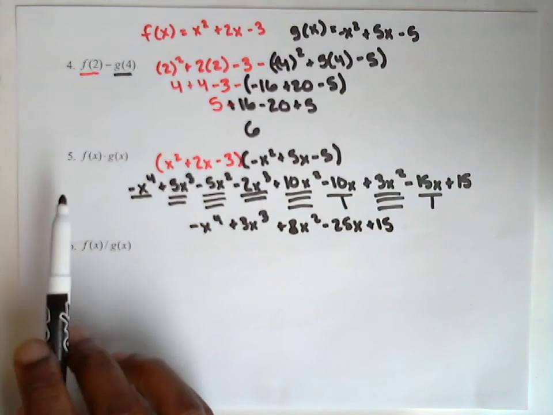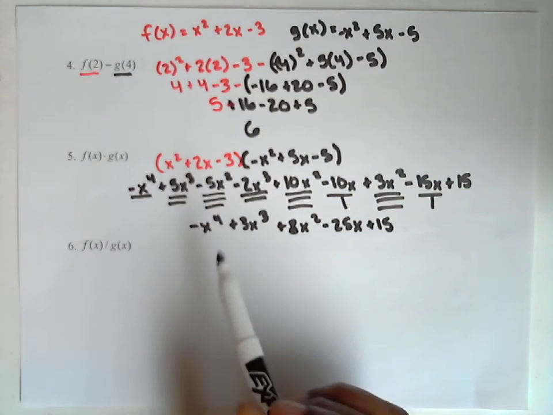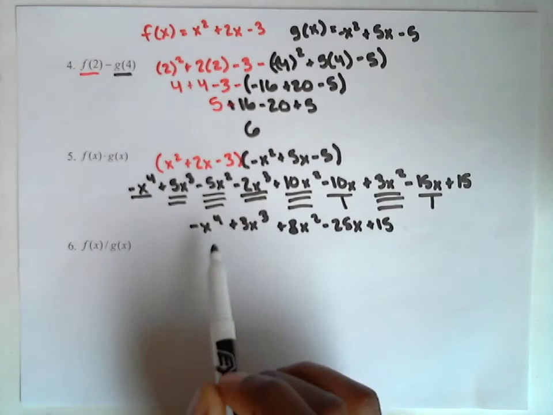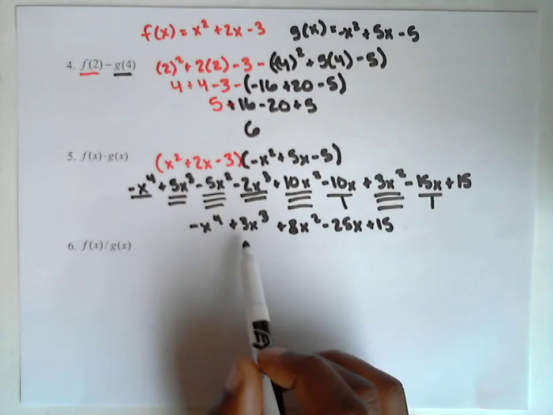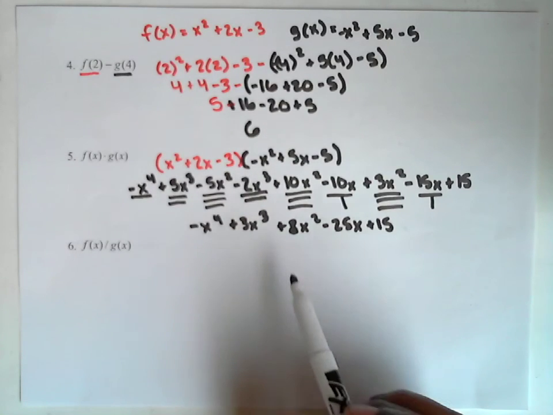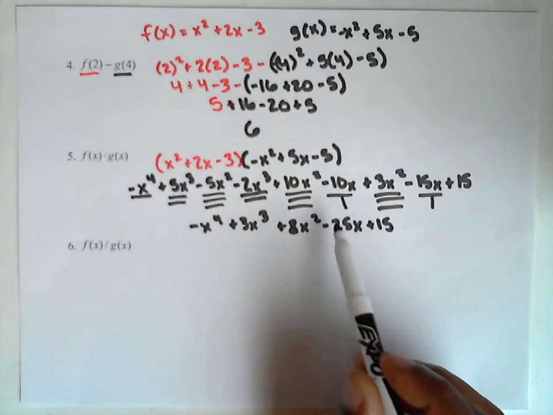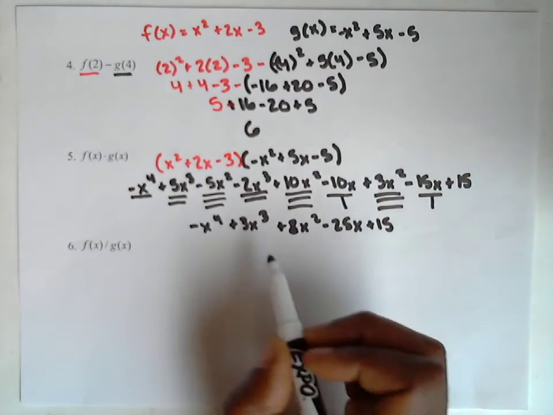So f of x times g of x is negative x to the 4th, or the negative of x to the 4th, plus 3x to the 3rd, plus 8x squared, minus 25x plus 15.